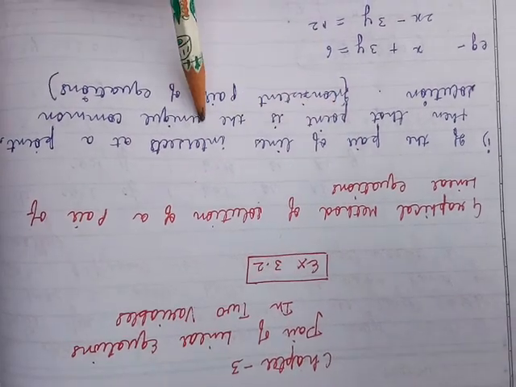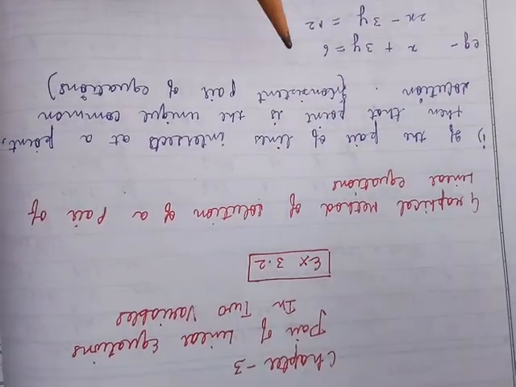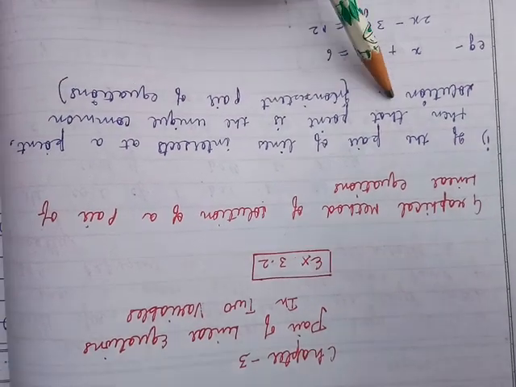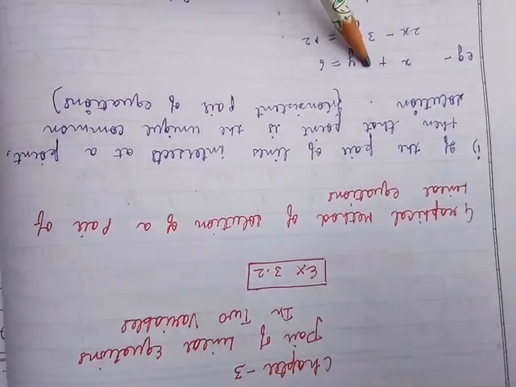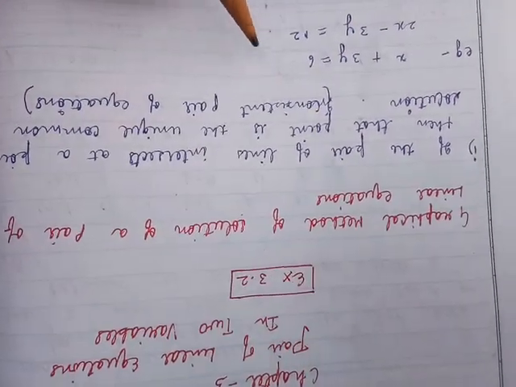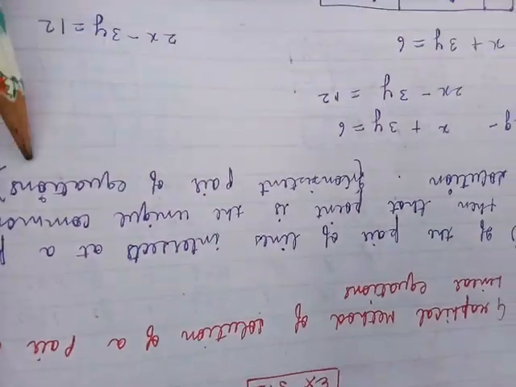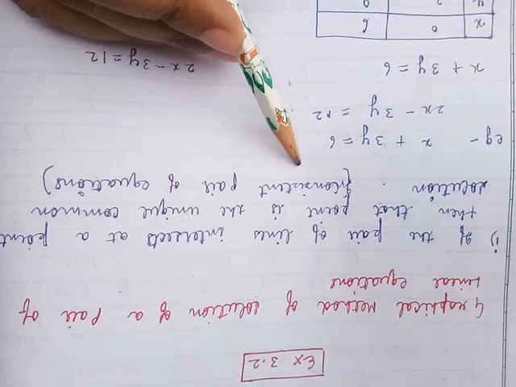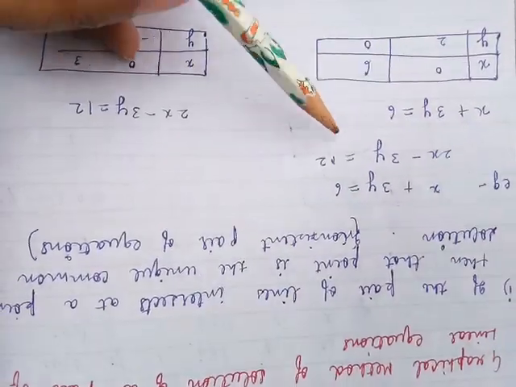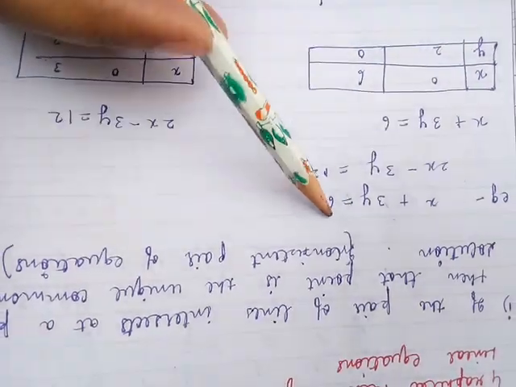If the pair of lines intersect at a point, meaning two lines are intersecting at a point, then that point is the unique common solution. Here those two lines will give you a unique solution and the pair of equations will be consistent. We will understand this with one example. Here two lines, two equations, are there.